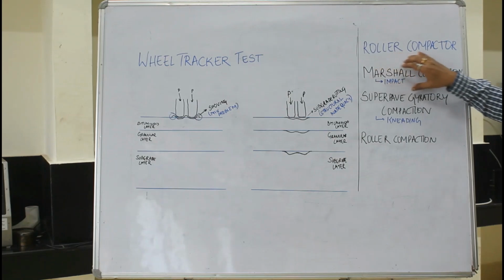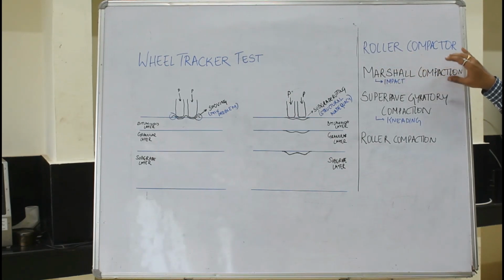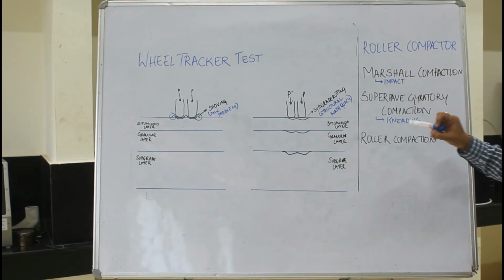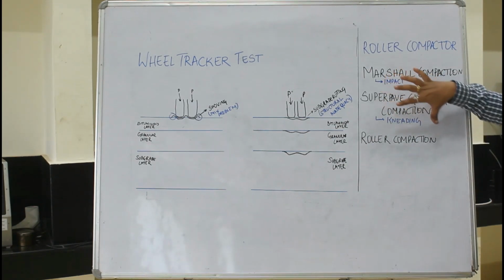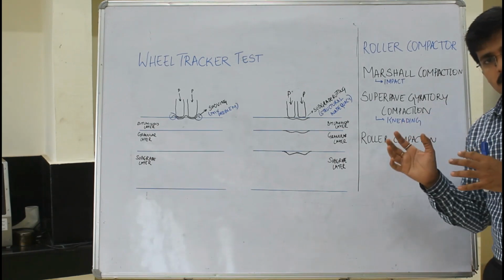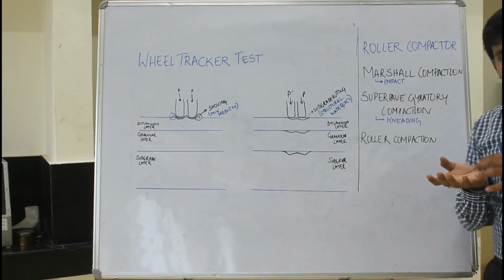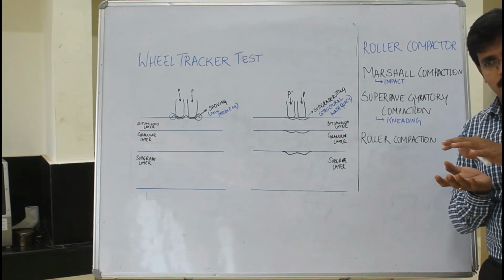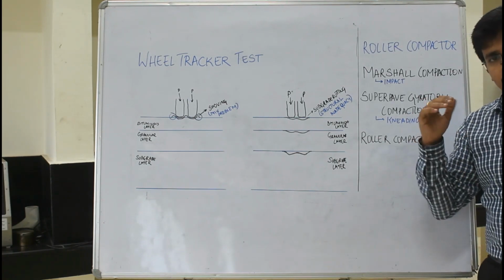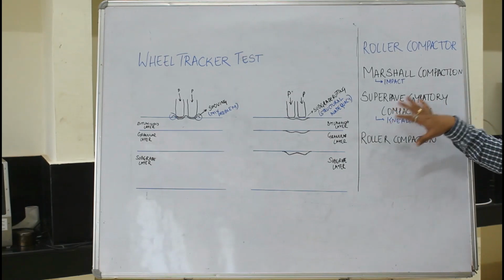After this Marshall compaction, as per SHRP, they developed the Superpave gyratory compaction. Here, the compaction is by kneading action. We will see how this compaction works also. Kneading action means it will basically shear the mix during compaction, like the way it happens in the actual roller compactor.